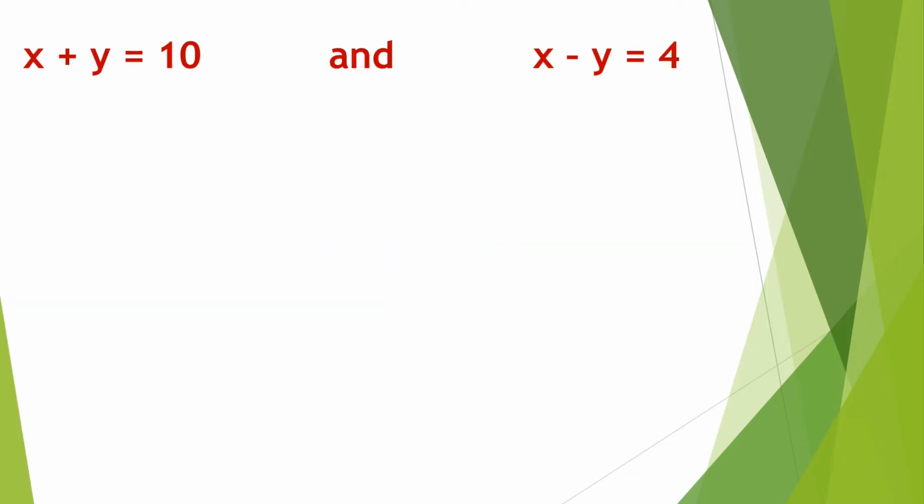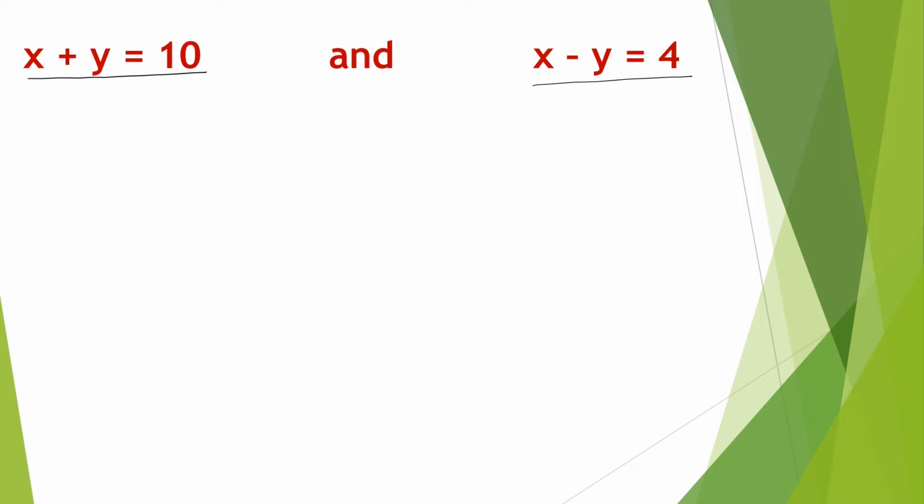If you have the equation x plus y equals 10 and you need to solve it simultaneously with x minus y equals 4, then by using the substitution method you just need to find x or y from one of the equations. You can find x or y from either equation. It's up to you. The answer at the end will be the same.